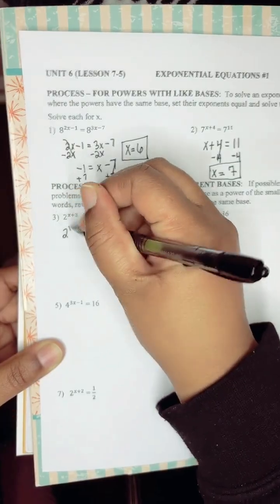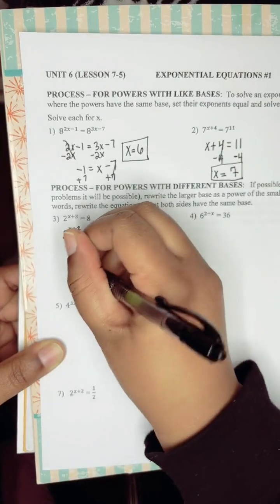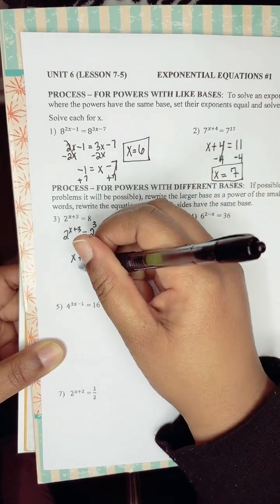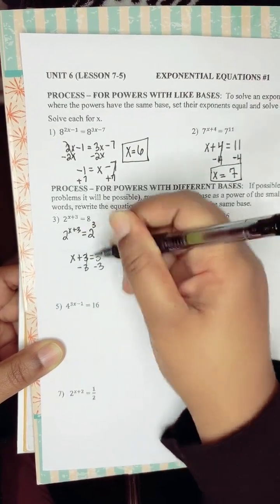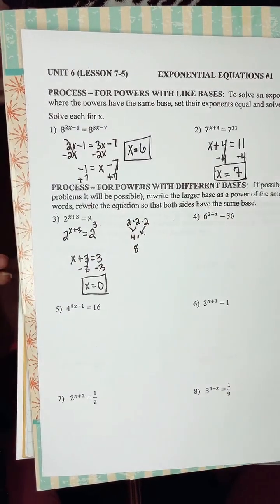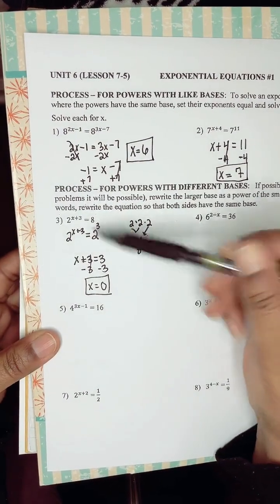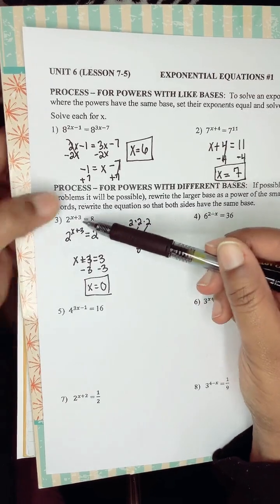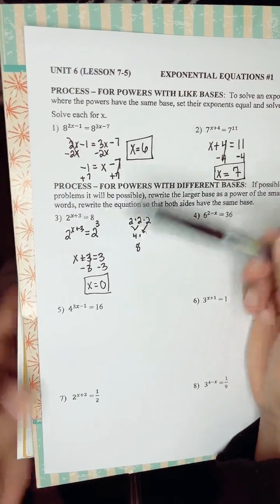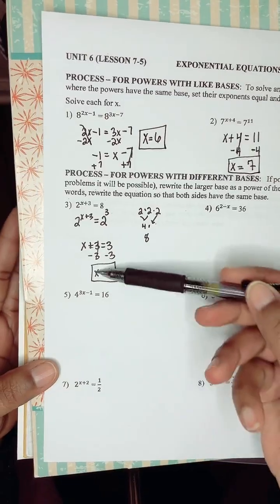Now that we have the same base, we can write our equation: x plus 3 equals 3. Then we subtract 3, and we get x equals 0. And that's our answer. If you saw it right away, like 2 to the third, there are always different ways you could have looked at it. So let's work down.